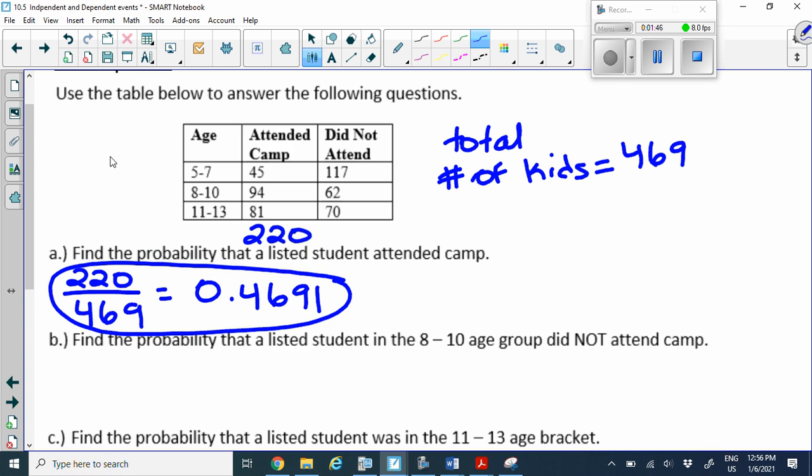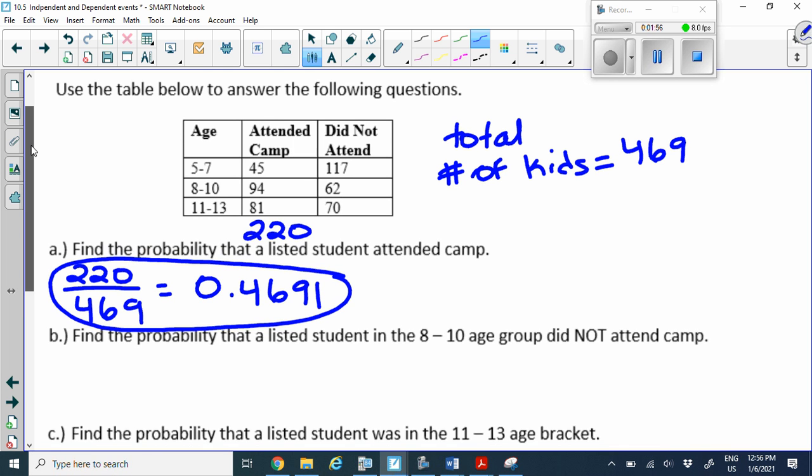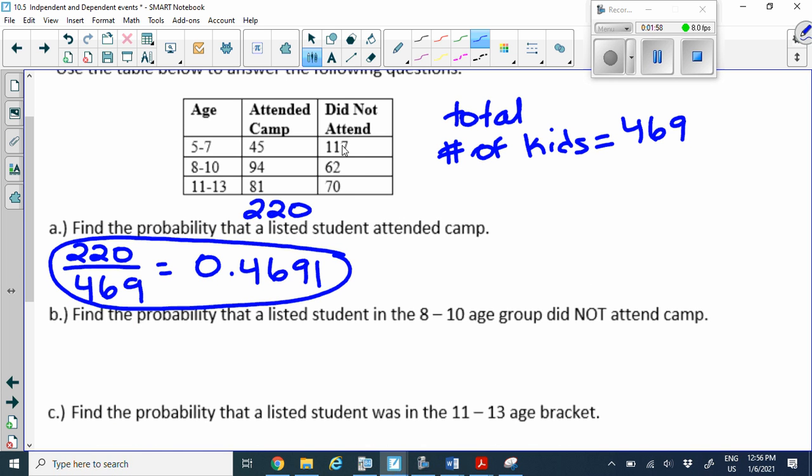Okay, let's go ahead and do part B. B says, find the probability that a listed student in the 8 to 10 age group did not attend camp. So basically what we want to do is figure out how many total kids did not attend the camp. We also want to know from the age range of 8 to 10.